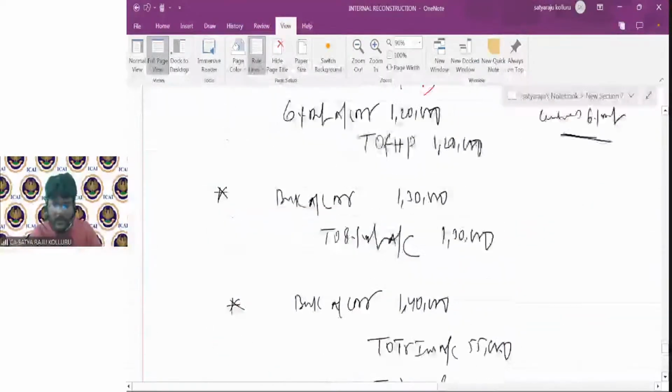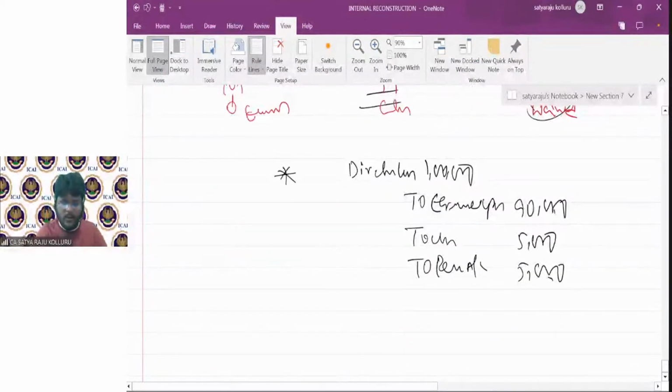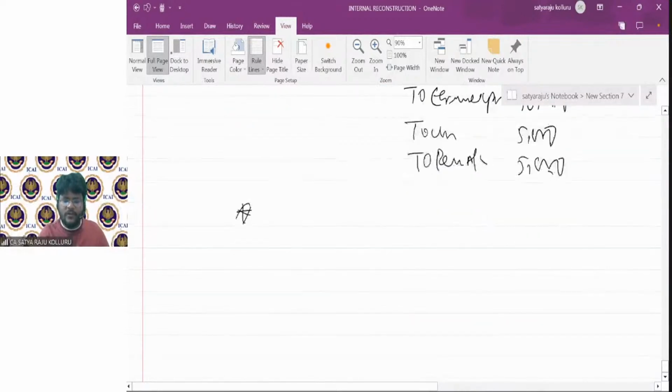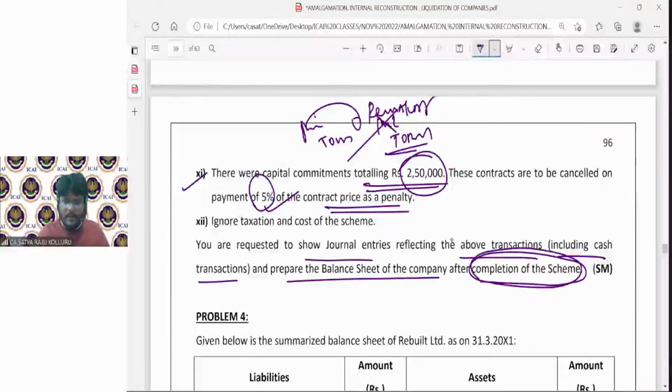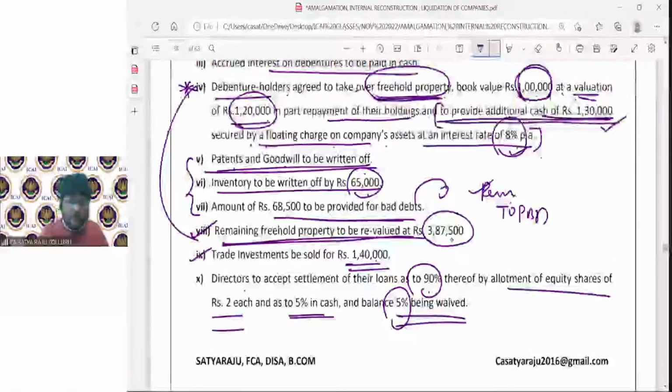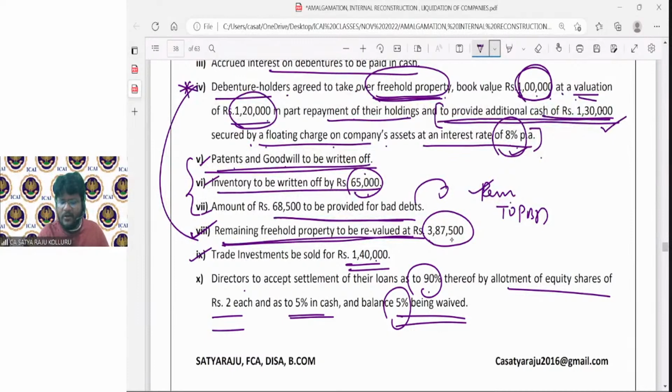Are we following any number? No, we are not following any number. So the entry is reconstruction account debit, to bank account, how much, guys? 12,500. Ignore taxation and cost of the scheme. We have done all the things except point number 5, 6, and 7. Am I right? These are write-off entries actually.